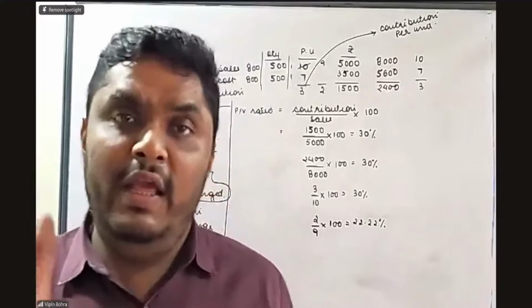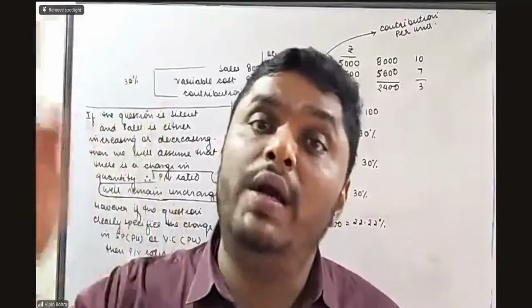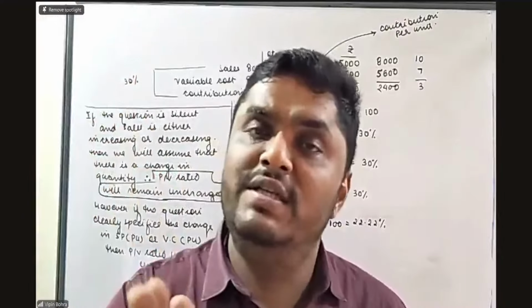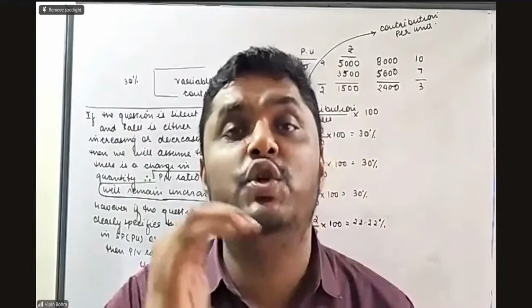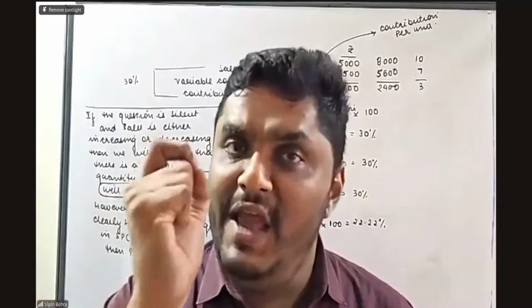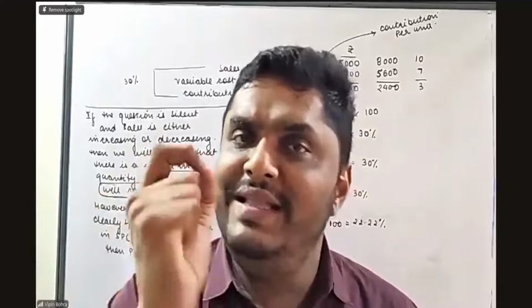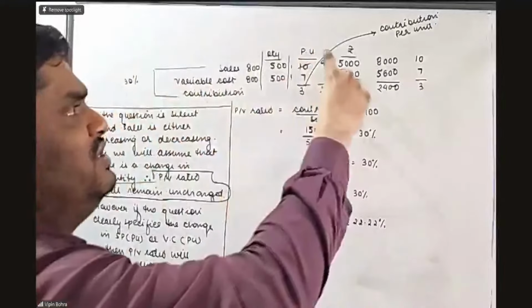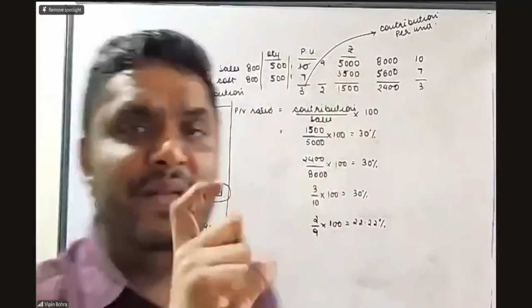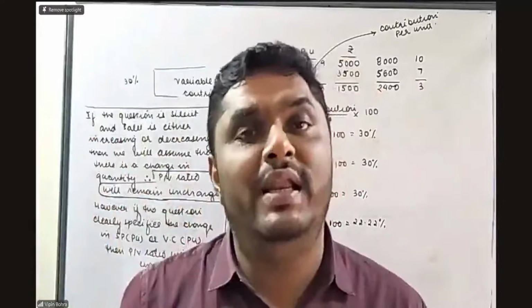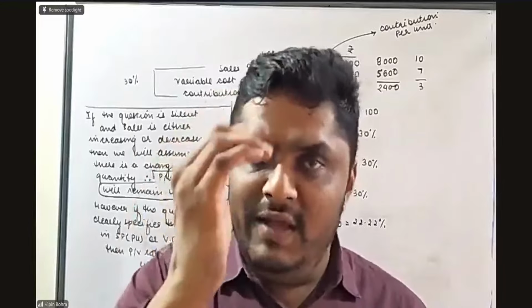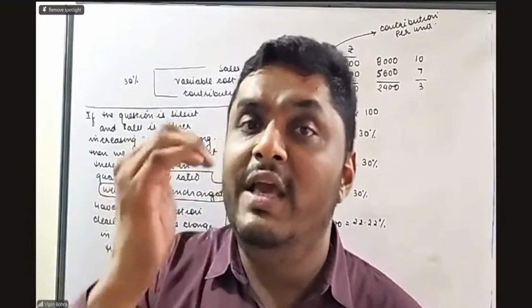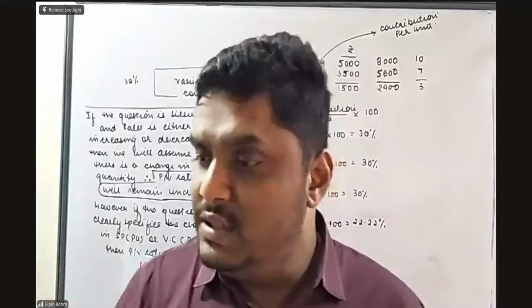Very important: if the sales is increasing, it means the quantity is increasing. If the sales is reducing, it means the quantity is reducing. If the question is silent, we will assume that the PV ratio is constant. I repeat again, if the question is silent regarding the change in selling price per unit or variable cost per unit, this relationship will never change. That 30%, 70% relationship will never change. So ultimately, the variable cost will reduce proportionately and the contribution will reduce proportionately if the units are reduced. So this is all about the PV ratio.